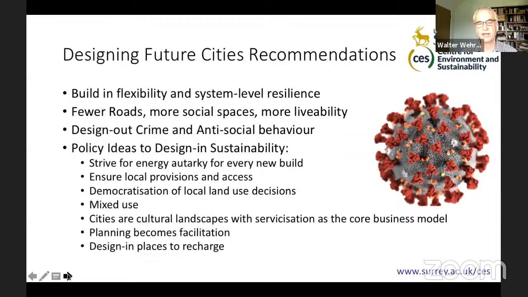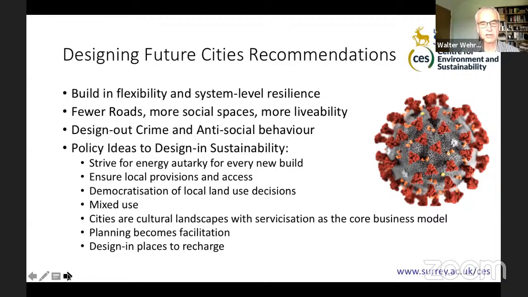So future cities therefore need to be built in flexibility, health, and system level resilience. And I think in that case, I fully support Joe Ivy's suggestion of health for all, but I would call that sustainability for all, and sustainability in all policies. We probably need fewer roads, more social spaces, more livability. And we need further policy ideas to design in sustainability, energy autarky for every new build, and democratization of land use decisions in terms of local government and local parts.